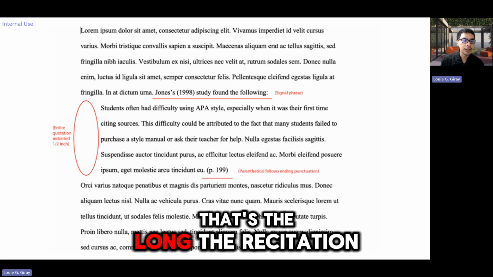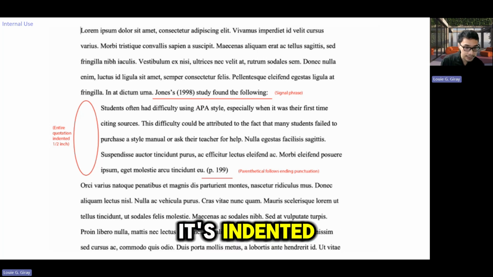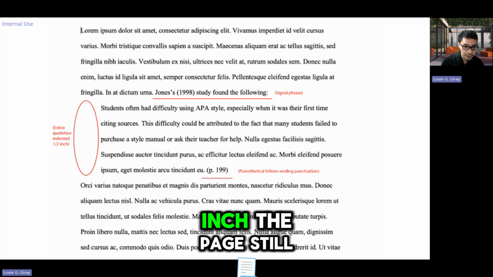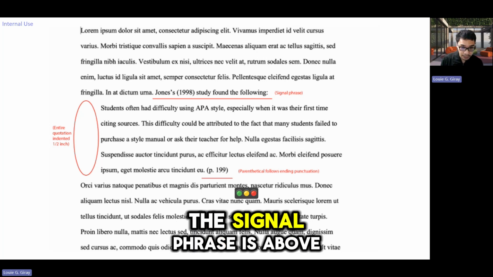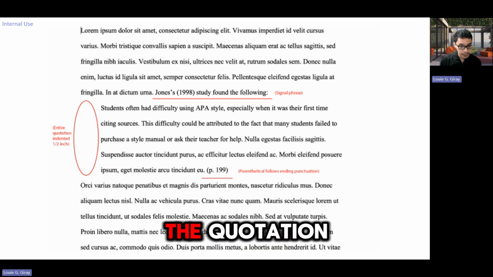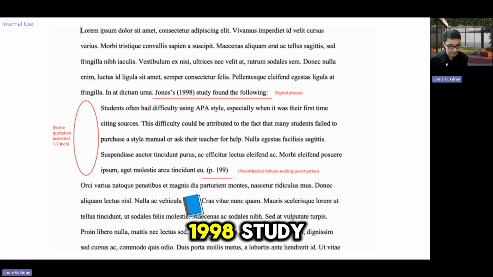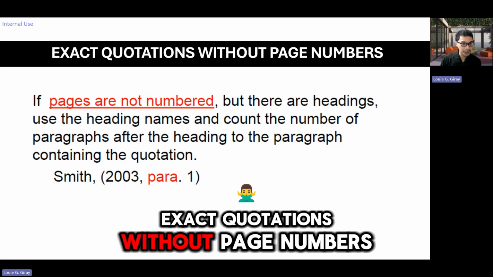Now we've got a long one, more than 40 words. That's the long direct quotation, and as you see, it's indented. It says 1/2 inch. The page still is mentioned. The signal phrase is above. It's not included in the quotation, such as here, Jones' 1998 study. Stay with me.